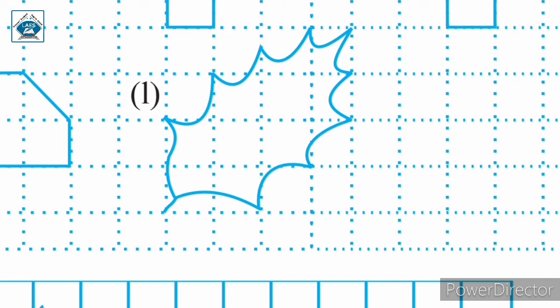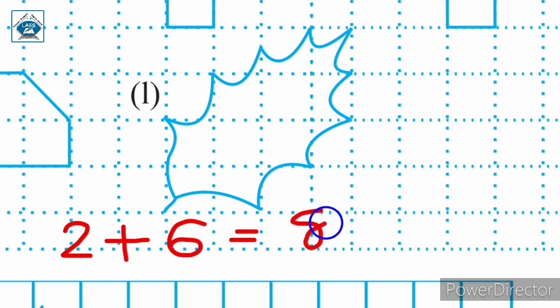So taking more than half squares as complete squares and neglecting squares which are less than half, we will get the area. As I told you, 2 squares are completely filled and 6 squares are more than half. So adding these two, we will get the area of this figure as 8 square units.